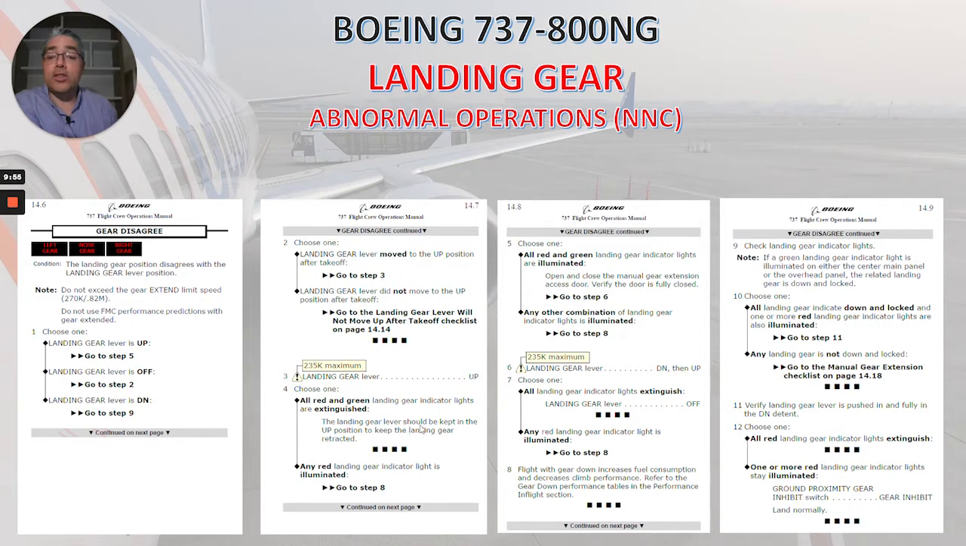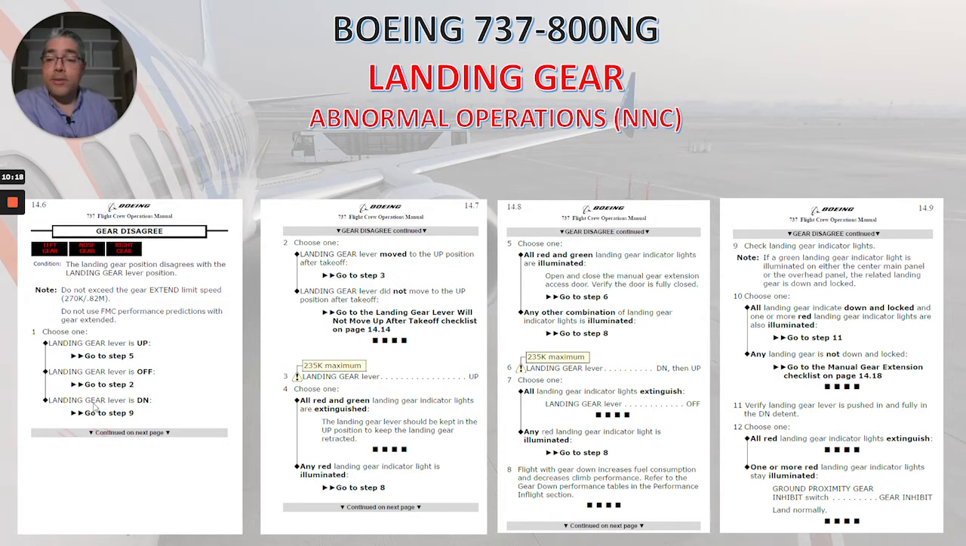The landing gear lever should be kept in the up position to keep the landing gear retracted, and that's the end of the checklist. The other option says any red landing gear indicator light is illuminated. We'll go to step 8, which we already read here, and that will be the end of the checklist.